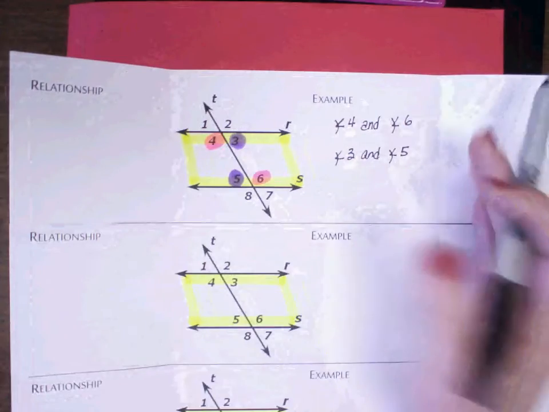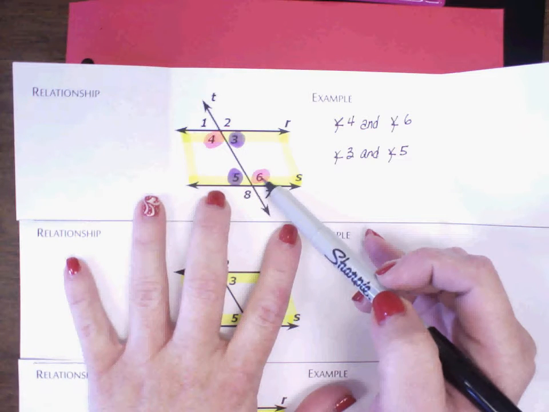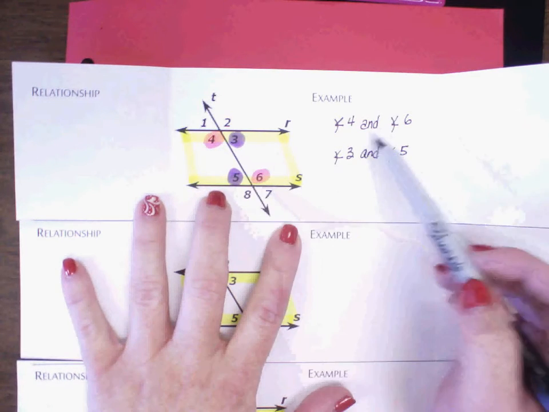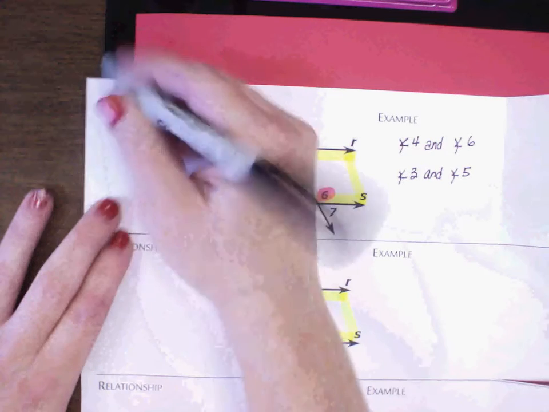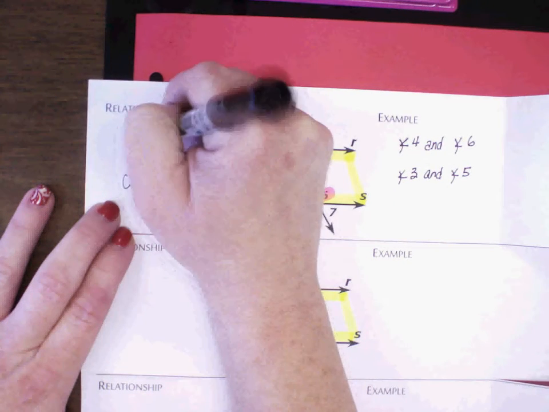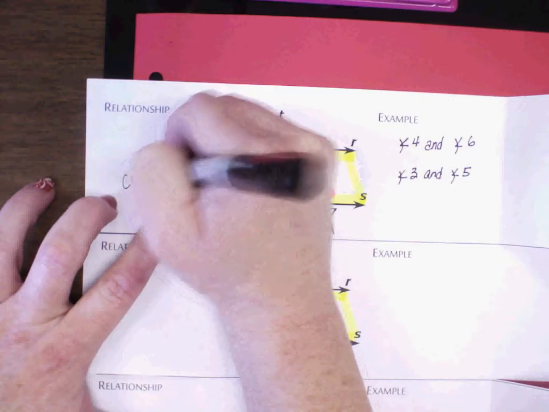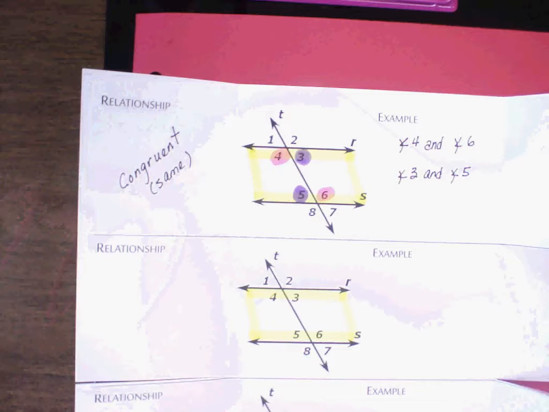All right, so let's review real quick. 4 and 6 are alternate interiors, and 3 and 5 are also alternate interior. Now, what's the relationship? These angles are congruent. Very good. Which means they are the same.